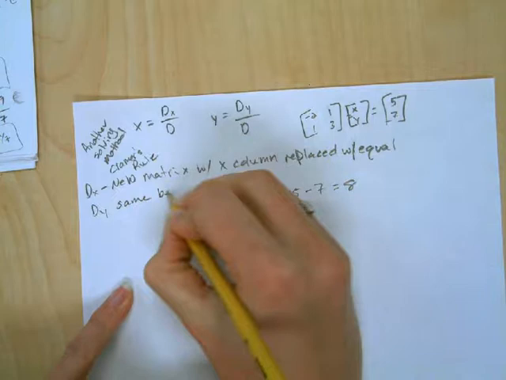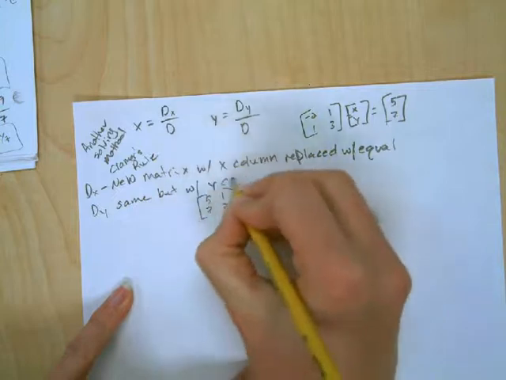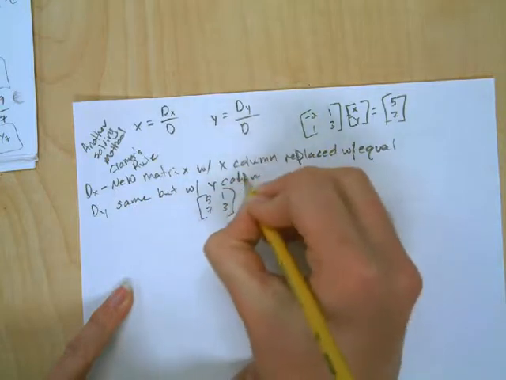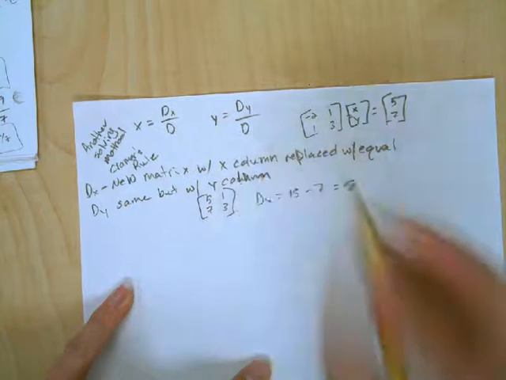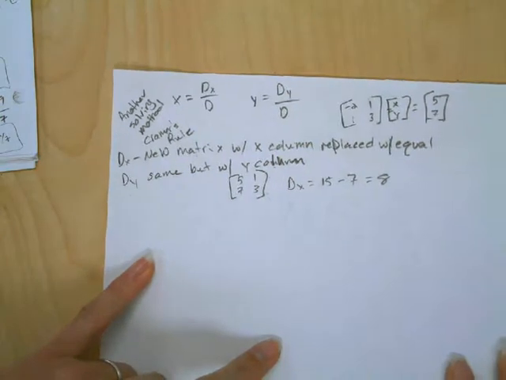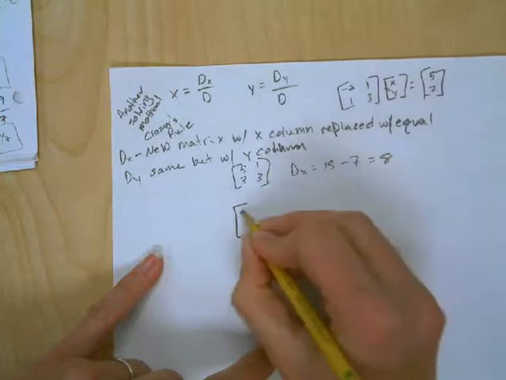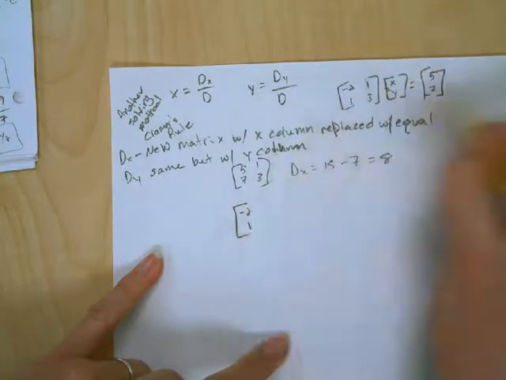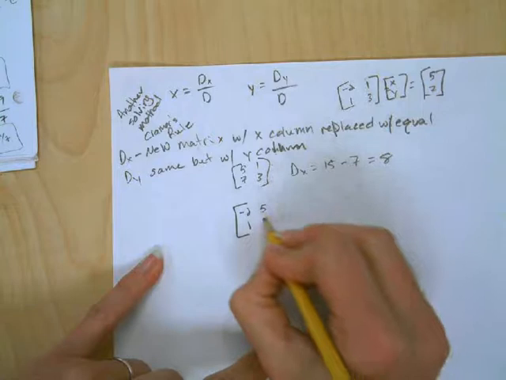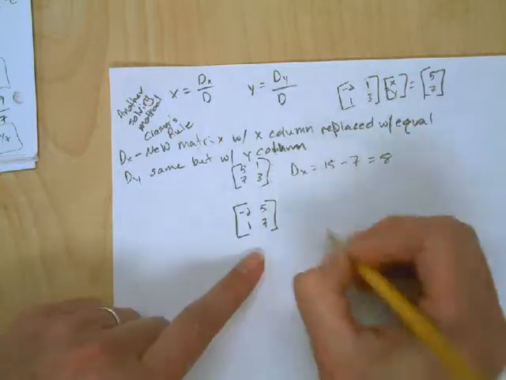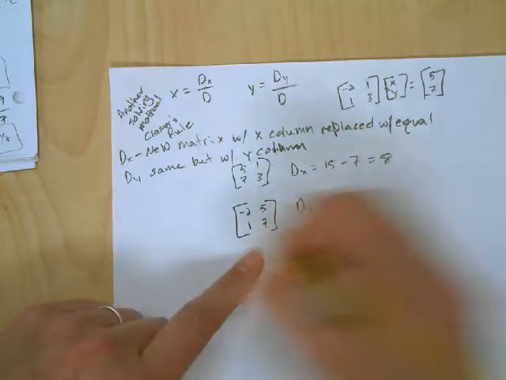So I make my little matrix here. The x column is going to be the same this time, -2, 1, and then instead of the y column, we put the equal column there. And do the same thing. So dy is -14 minus 5. Make sure you guys are subtracting that second one. A lot of people have been adding, right? -14 minus 5, so we get -19.